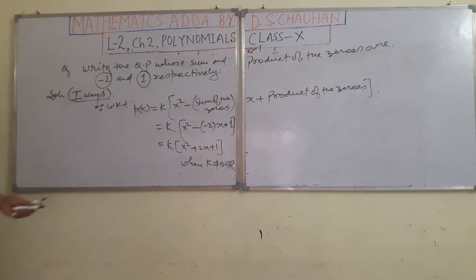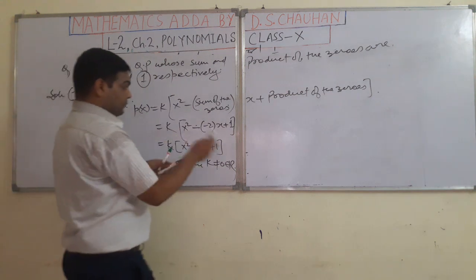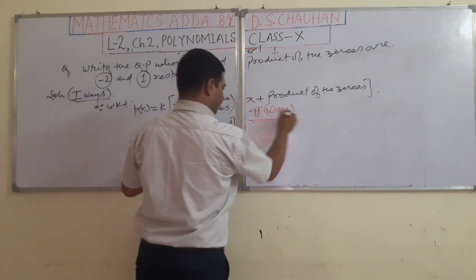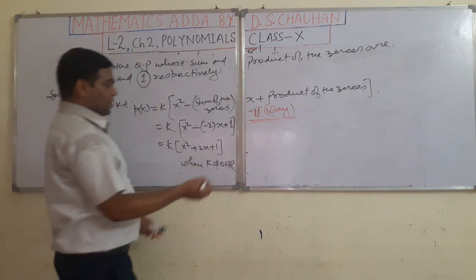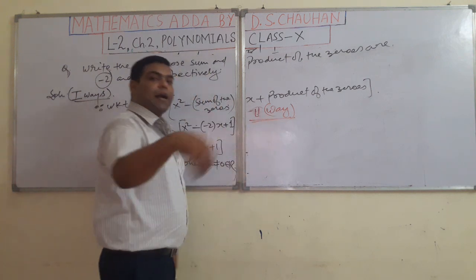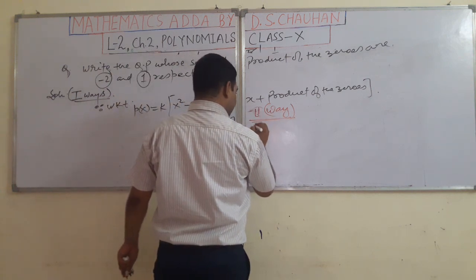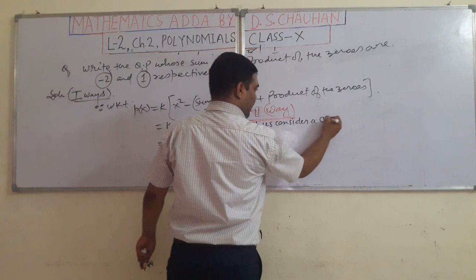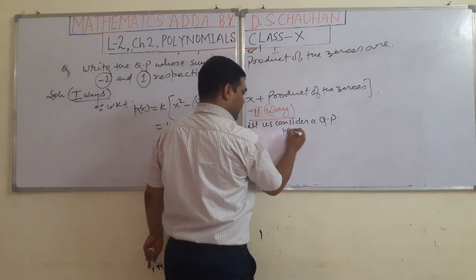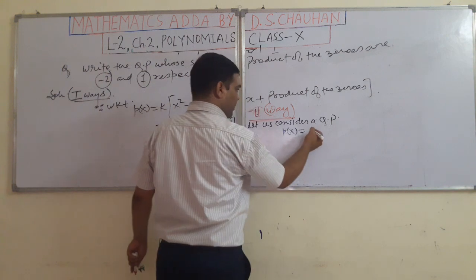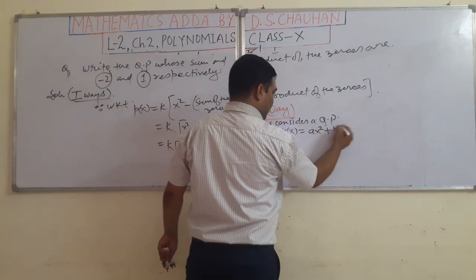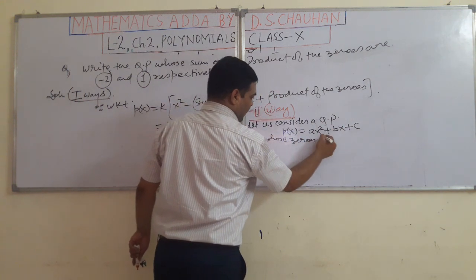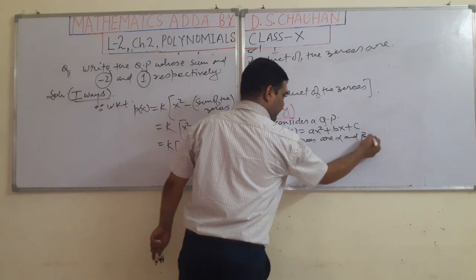This is the answer. Okay, now another way. Second way of solving this question. According to the question given, suppose alpha and beta are the zeros, and let us consider a quadratic polynomial px equal to ax square plus bx plus c, whose zeros are alpha and beta.